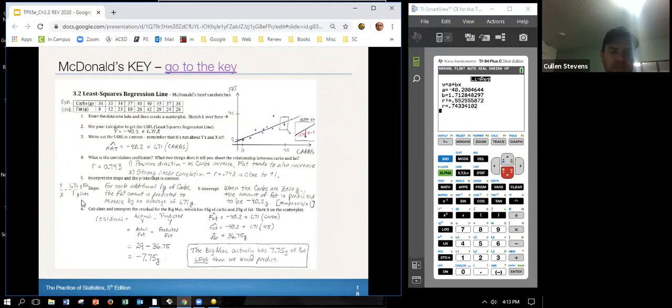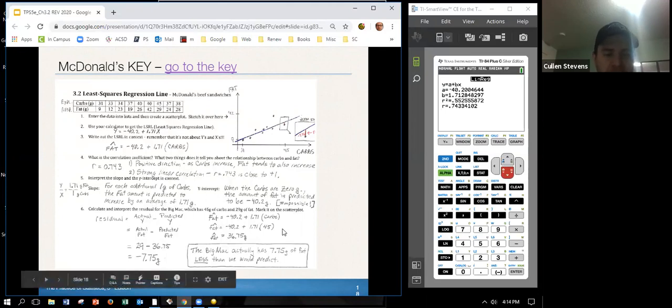Calculate and interpret the residual for a Big Mac. That's the one that has 45 grams of carbs and 29 grams of fat. So mark it on the scatter plot. If we look on the scatter plot here, we can see that we have an actual of 29, but it was predicted by our model, and we put the prediction right in here, to have 36.75 grams of fat.